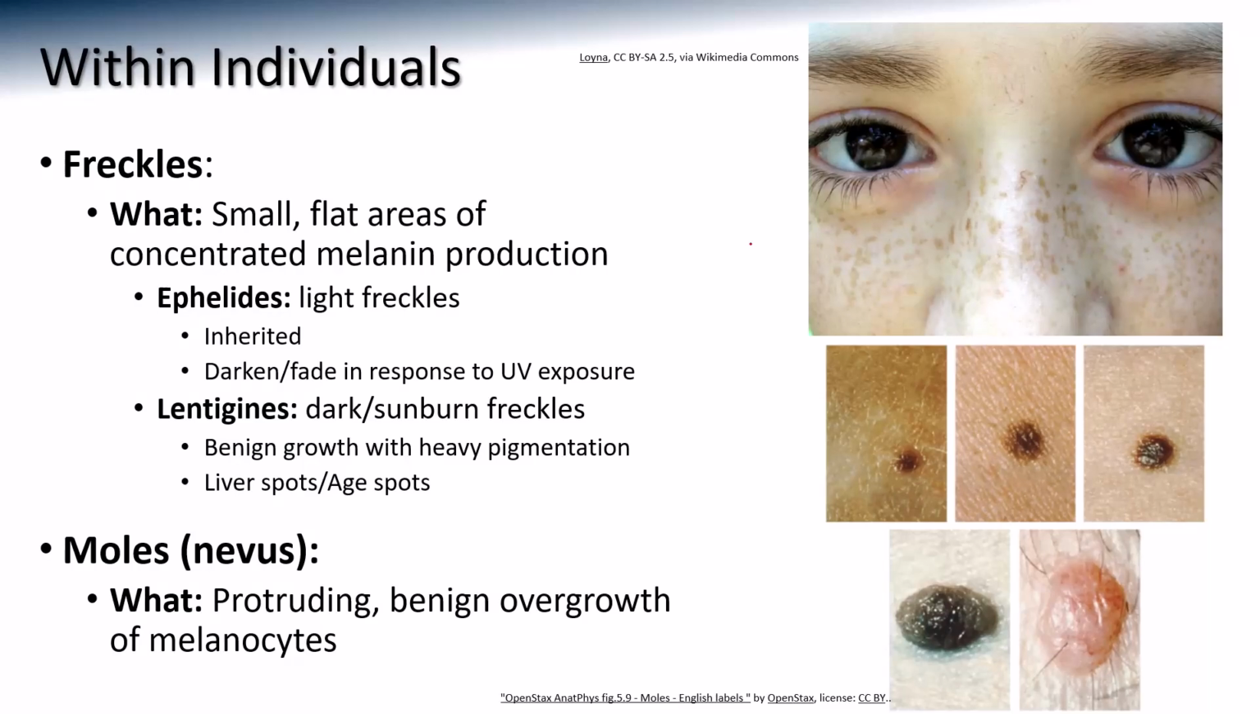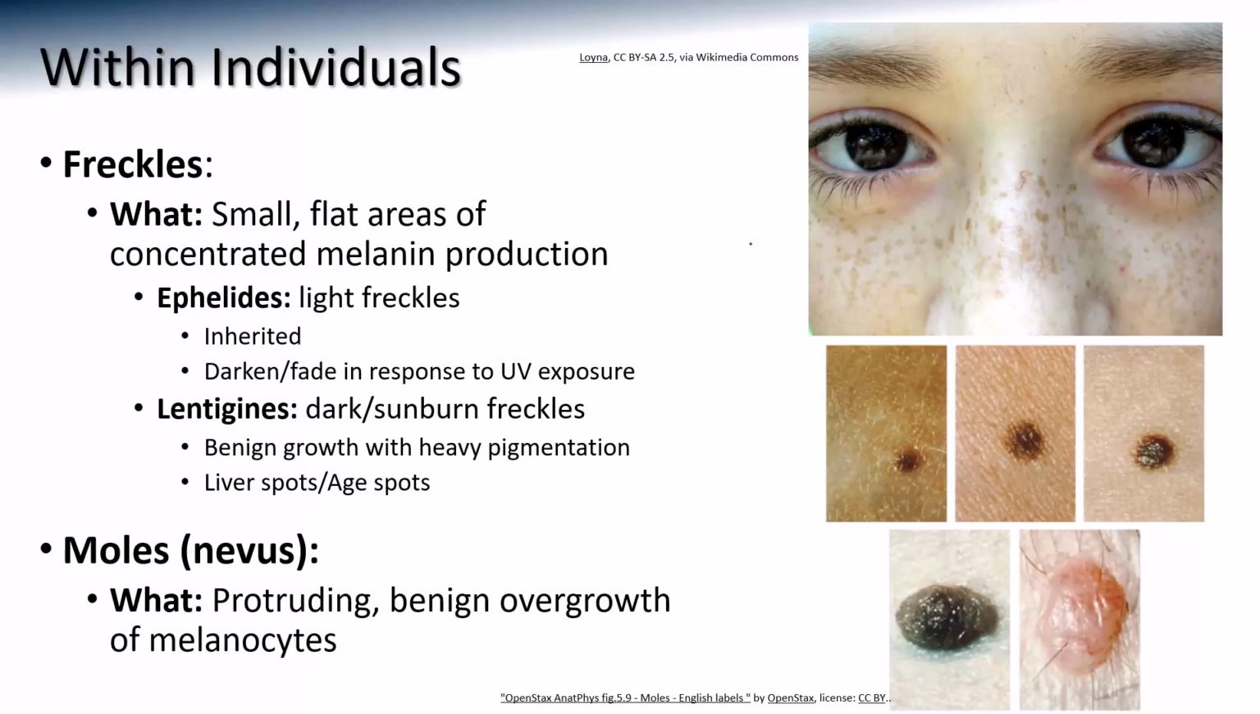Lentigines are a little bit different. So these are the bigger freckles that you tend to develop as you age. You're not born with these. These are benign skin growths that have really heavy pigmentation to them. So things like liver spots or age spots. You're at the age now where you will probably start seeing these pop up after you're outside in the summer. They first show up as a bright red spot and then eventually darken into something that looks kind of like, but not quite, a mole.